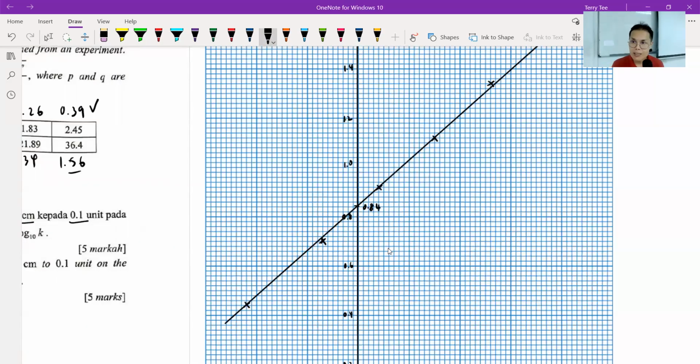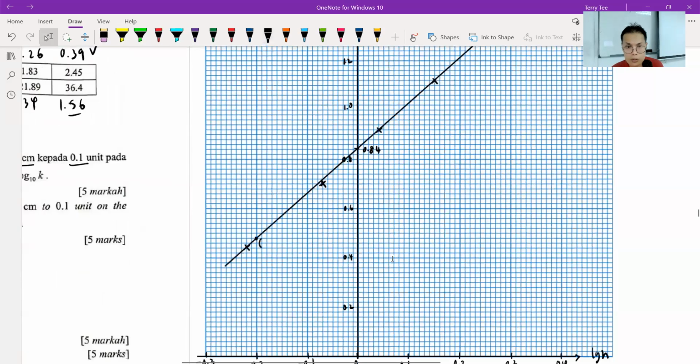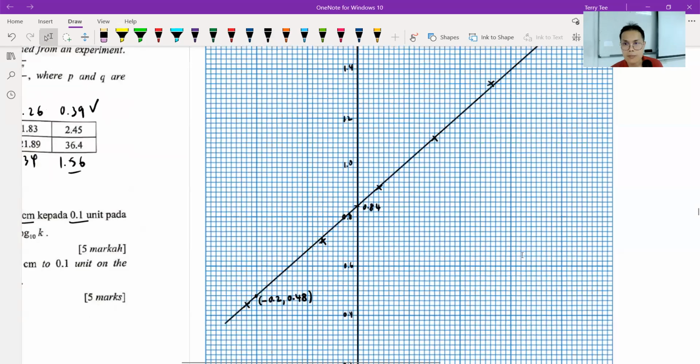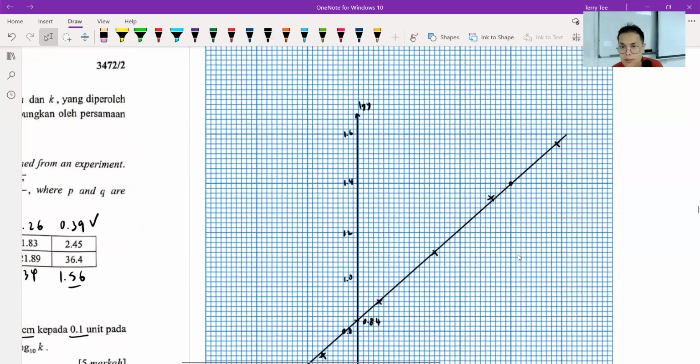To calculate the gradient, I have to pick 2 points on the graph. You can take any 2 points, but I like to take a horizontal distance of 0.5, because any number divided by 0.5 is a nice number. So I'm going to pick this point over here. It looks like 0.48. So this one is negative 0.2, comma 0.48. Can you see that? The one on the right, I pick this point here, is 0.3 and 1.4.